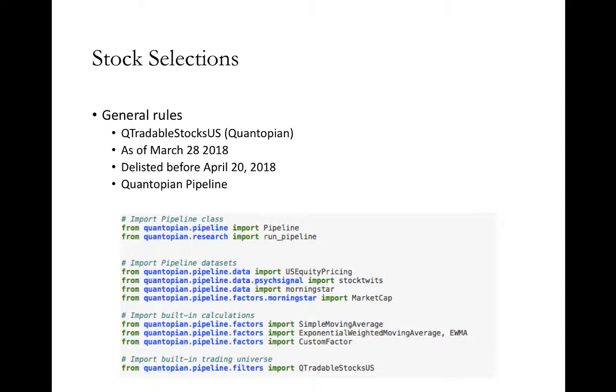If a company has more than one share class, the common share with the most dollar value will be chosen. No ADRs and no limited partnerships. We calculate all the criteria as of March 28, 2018, and we exclude stocks delisted before April 20th, 2018. We use Quantopian pipeline to conduct stock selections.